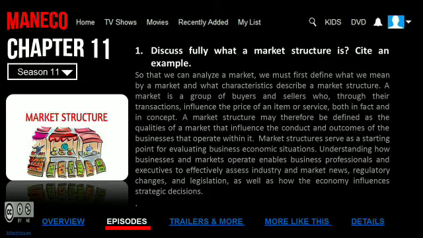A market structure may therefore be defined as the qualities of a market that influence the conduct and outcomes of the businesses that operate within it. Market structures serve as a starting point for evaluating business economic situations and understanding how businesses and markets operate. They enable business professionals and executives to effectively assess industry and market news, regulatory changes, and legislation, as well as how the economy influences strategic decisions.